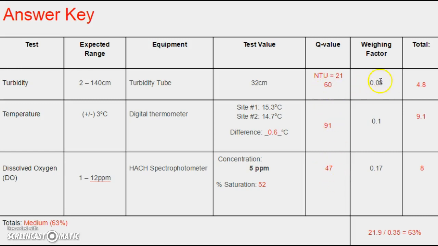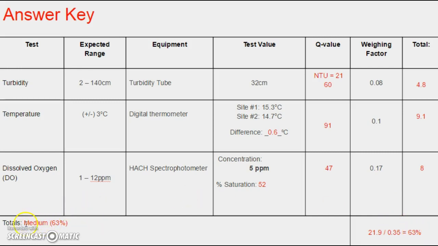I take 60 times 0.08. I get this value. 91 times 0.1. I get this value. And 47 times 0.17, I get this value. I think that value there was 7.99, but close enough to 8. I add these together, and I get a value of 21.9. But this 21.9 only represents 35%, and I get 35.35 by adding up my weighing factors. So here, I take 0.08 plus 0.1 plus 0.17. This is my denominator, and I find that it's 63%.